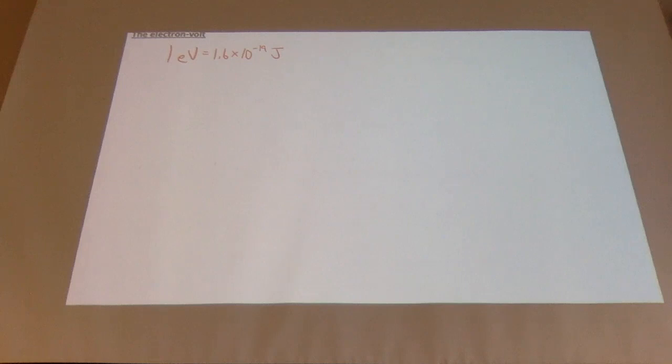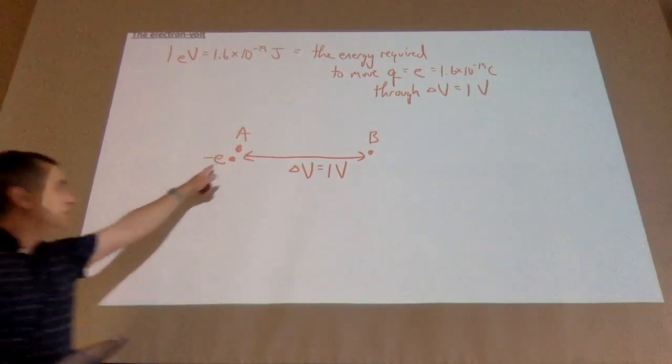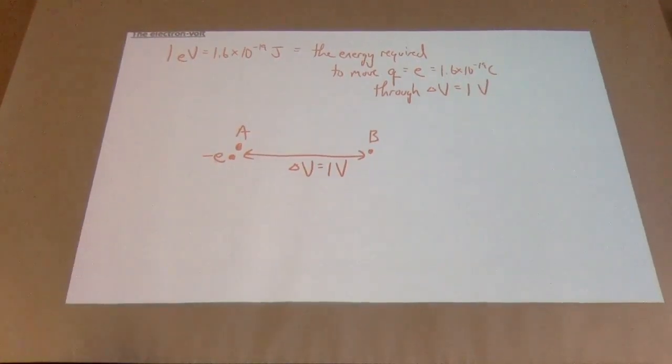It turns out that the electron volt is defined as the energy required to move a charge equal to the elementary charge, and keep in mind that's 1.6 times 10 to the minus 19 coulombs, through a potential difference equal to 1 volt. So in other words, if I had an electron at one point and I wanted to push that electron over to another point that had a different potential that was 1 volt in difference, 1 electron volt is how much energy would be required to do that amount of work.